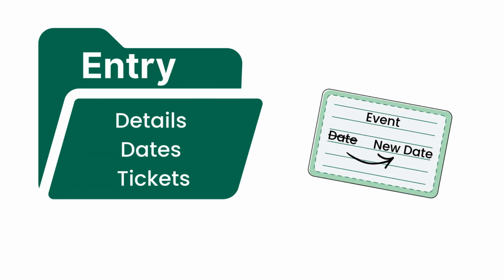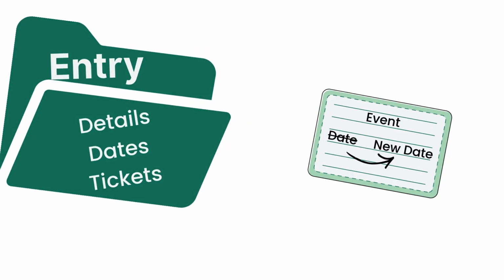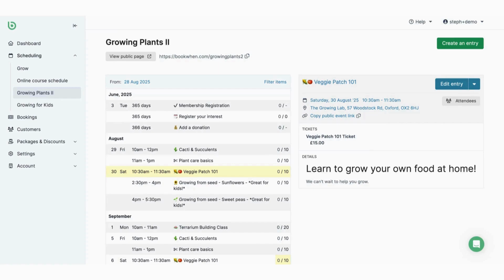Let's recap. An entry is like a container that holds your events. Setting one up means adding info, dates, tickets, and booking form fields. Customizing the entry affects its events, while individual events can still be edited when needed. Once you get the hang of it, entries become a powerful way to keep your schedule organized and your booking smooth. Now that you know how entries work, go ahead and create your own.